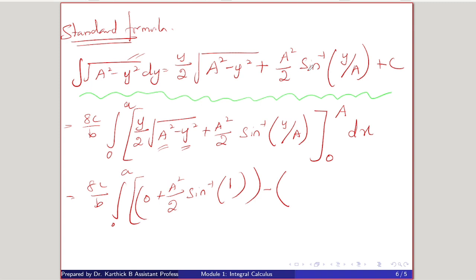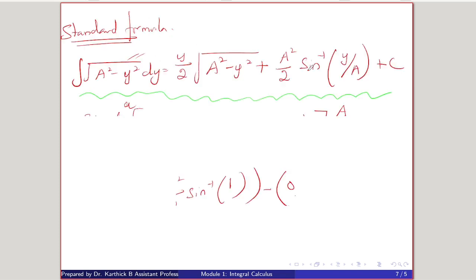Then go for the lower limit. If I substitute y equal to 0, this whole term becomes 0. Then sine inverse of 0 will be 0. So the lower limit values will be 0 again. So dx. So the remaining term will be 8cb integral 0 to a, and sine inverse of 1 will be pi by 2. So a square pi divided by 4 into dx.